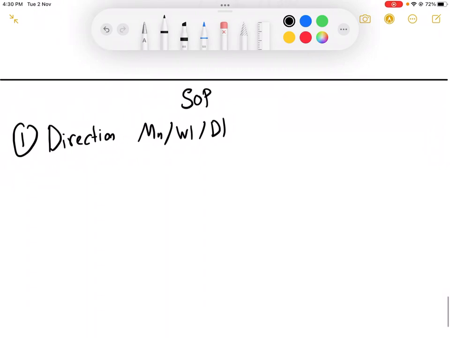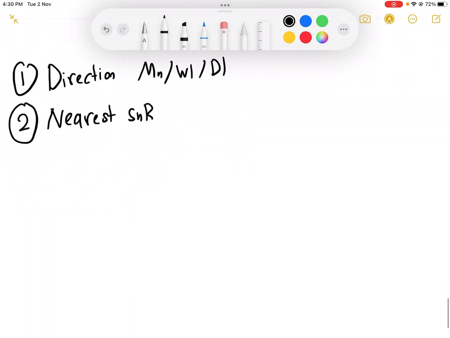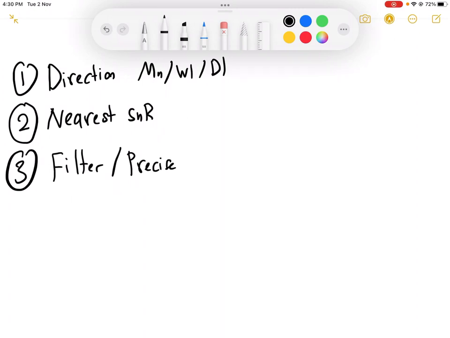Second, look for the nearest SNR. Then, for example, if the level is on daily or weekly, you may filter it or precise it to H1. For me personally, the maximum is H1 if you want to precise it. So how to precise, we look for the first level.